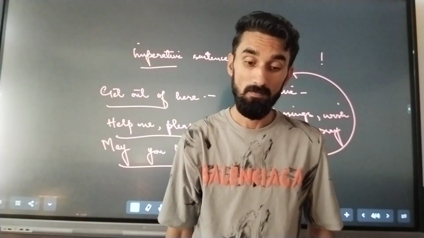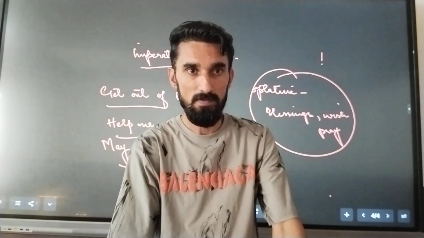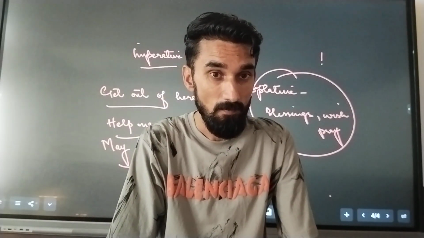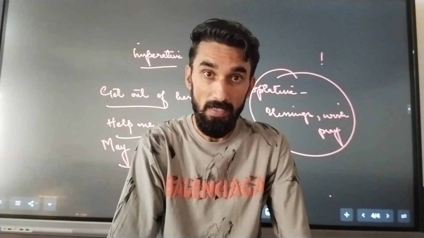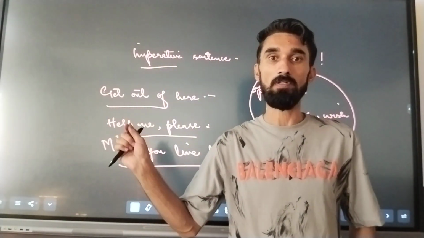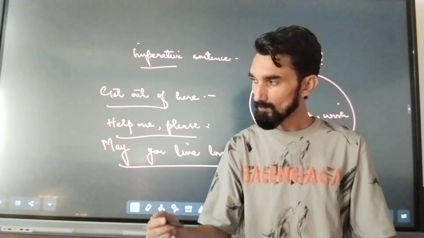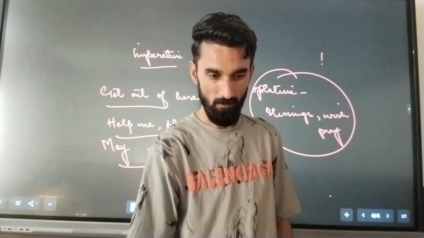And the last one is an imperative sentence. An imperative sentence has an order, a request, a command, a wish, a blessing, or a prayer in it. So you must remember about these four general kinds of the sentences for now. So we shall be discussing other kinds of the sentences in the next lecture.